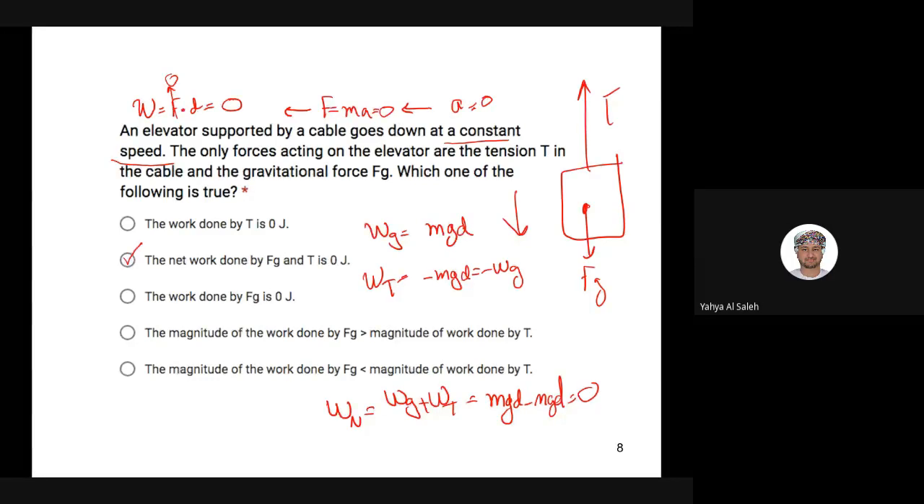Very good. The key term here is constant speed. Because it's constant speed, it means no acceleration. Because no acceleration, it means no net force. Because no net force, that means my net work done is equal to 0. But obviously tension and gravity do work. So that means my net work is 0, and that means that T equals minus Fg. The work done by one is minus the work done by the other.